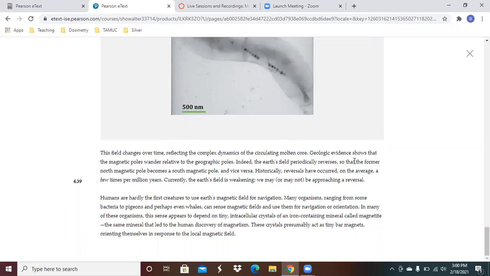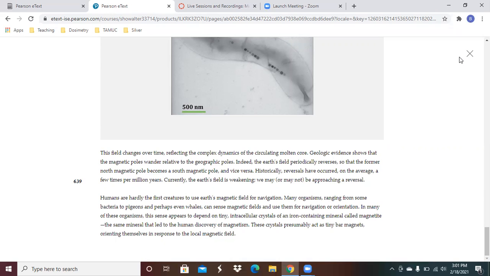So that field is going to change over time, and geologic evidence shows that the magnetic poles wander relative to geographic poles. In other words, they don't line up perfectly all the time. Indeed, the Earth's field periodically reverses, so that former north magnetic pole becomes a south magnetic pole. And historically, reversals have occurred on average a few times per million years. Currently, the Earth's field is weakening. We may or may not be approaching a reversal.